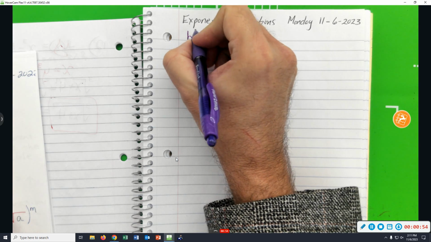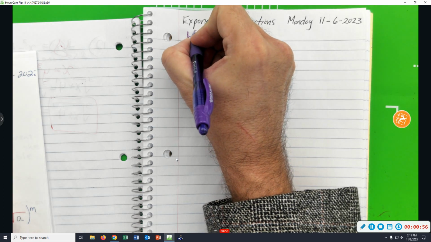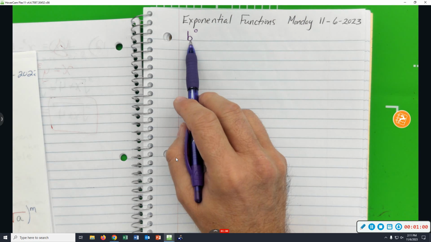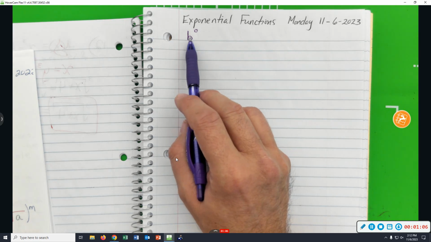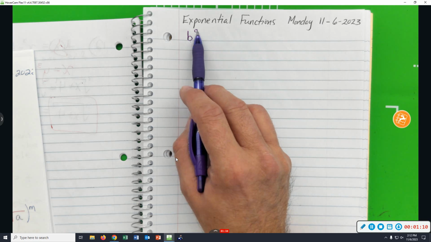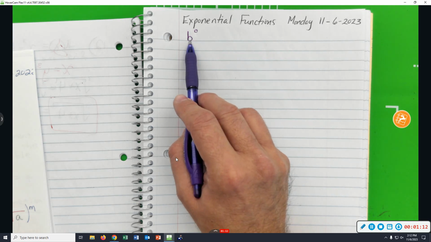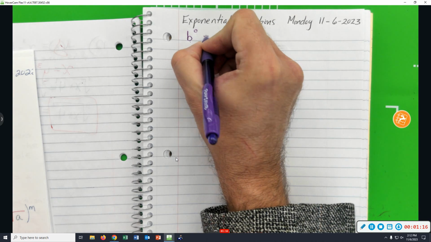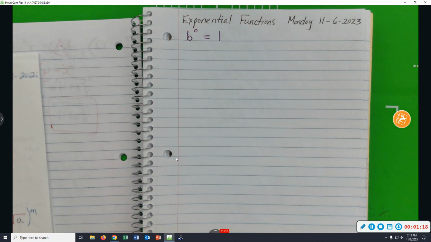Ooh, that's a B, not a 6. B for base. This number right here is called the base. The little number is called an exponent. So I'm defining what we mean by zero exponent. B to the 0th power is defined to be the number 1.